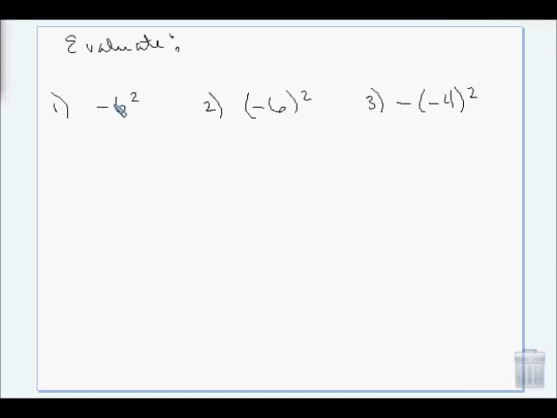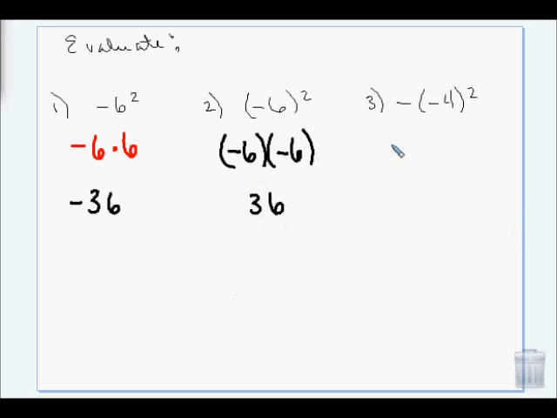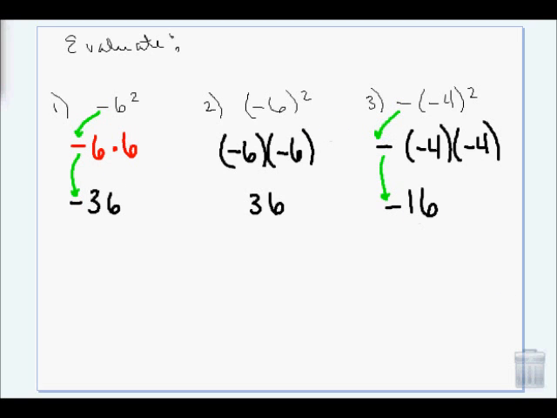Okay, evaluate. This is negative 6 times 6. So that negative is hanging out. So that's 36, and it's a negative 36. This is negative 6 times negative 6. So that's a positive 36. And this is a negative with a negative 4 times a negative 4. So that's positive 16. But that negative's hanging out. So you get negative 16. So any negative that's not inside the parentheses is a lurker. Lurker, lurker.